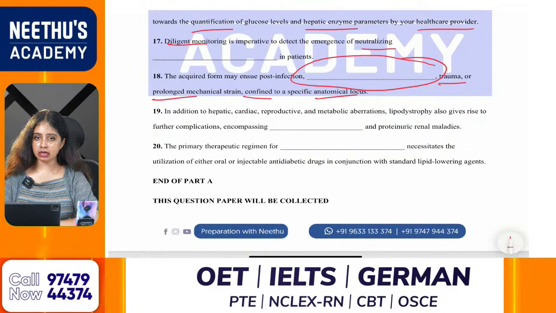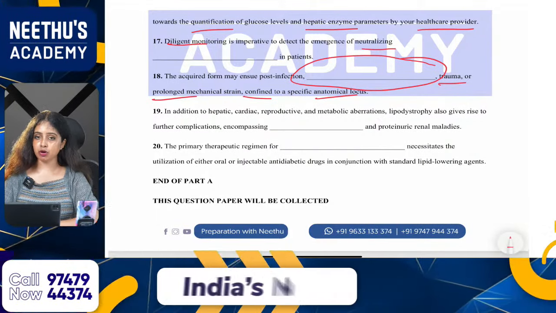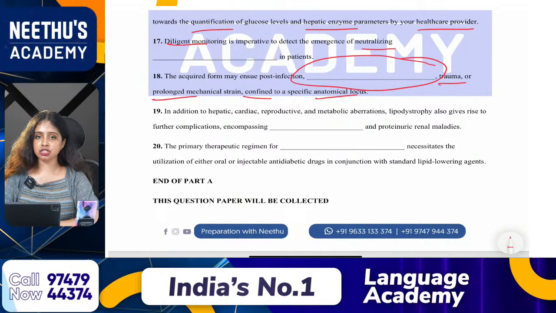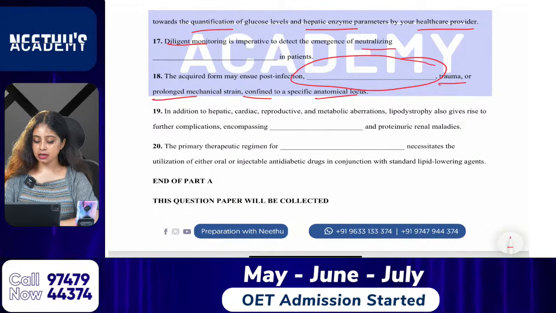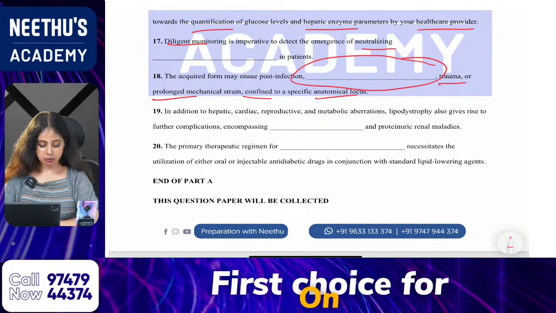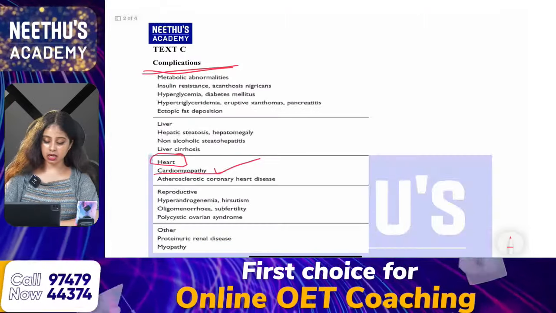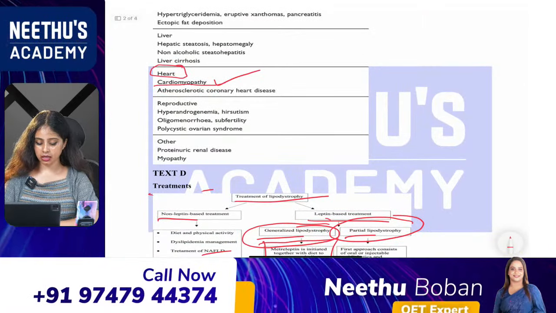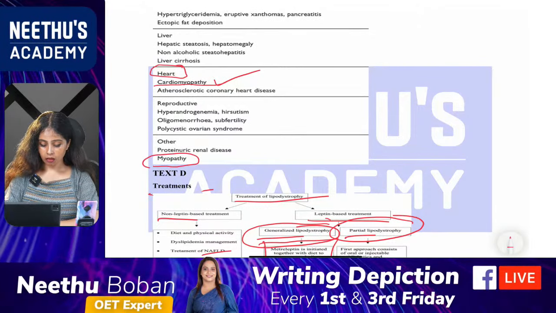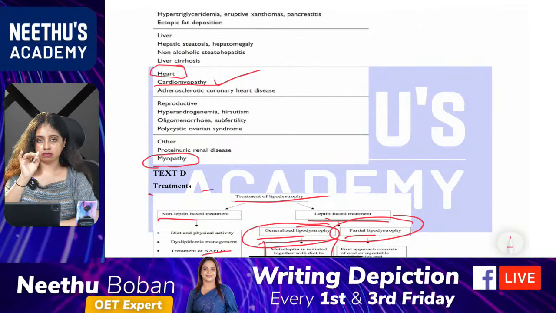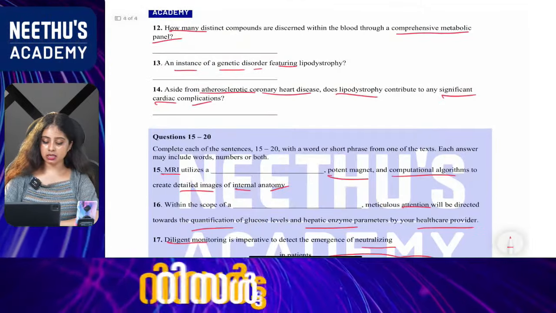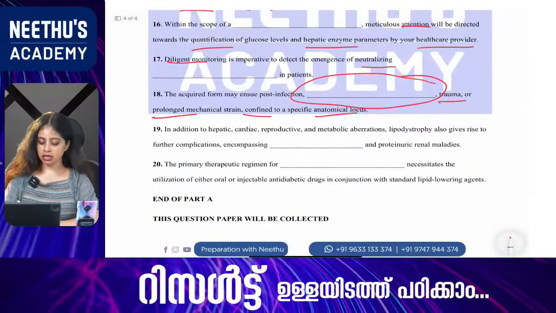Then the 19th question. In addition to hepatic, cardiac, reproductive and metabolic aberrations, lipodystrophy also gives rise to further complications encompassing dash and proteinuric renal maladies. Where is it mentioned? It is from text C, the last box. As you can see here, answer is myopathy, from the last one, others. Myopathy is the answer from text C to question number 19.